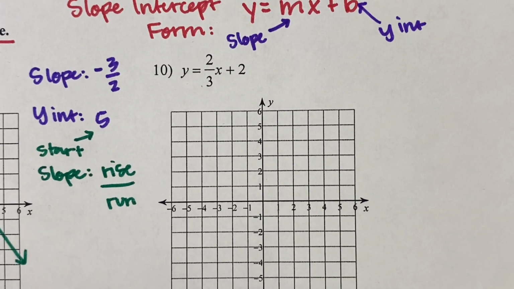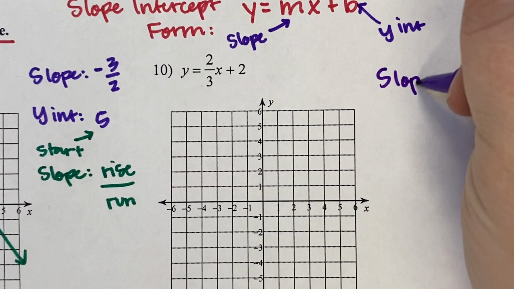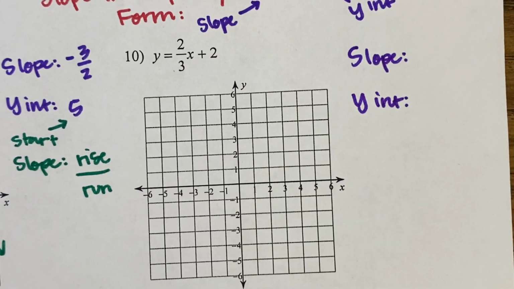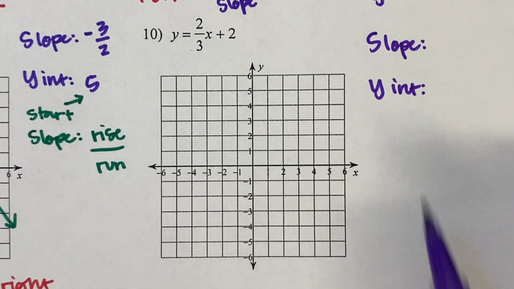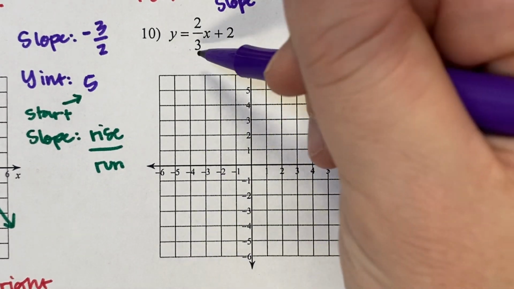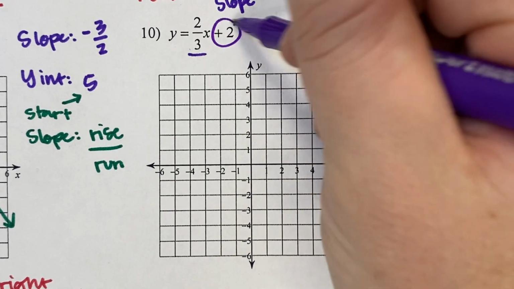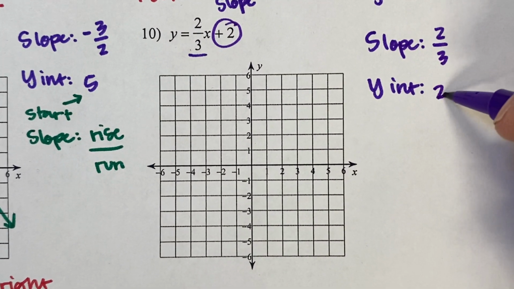Number 10, still in slope-intercept form. So let's go ahead and identify our slope and our y-intercept for this guy. My slope is right in front of my x, so that's going to be 2 over 3. My y-intercept is at the end, so positive 2.